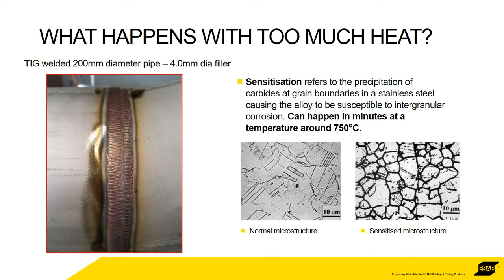This is called sensitization. Okay. And it makes the weld very, very susceptible to intergranular corrosion. And it really does not take that long. So at temperatures around 750 degrees C, if you're not very careful with the heat input and the interpass, then on the face of it, what could look like a very nice weld is actually not very good in terms of corrosion resistance.